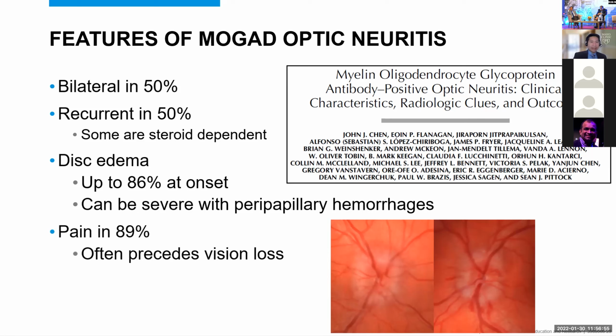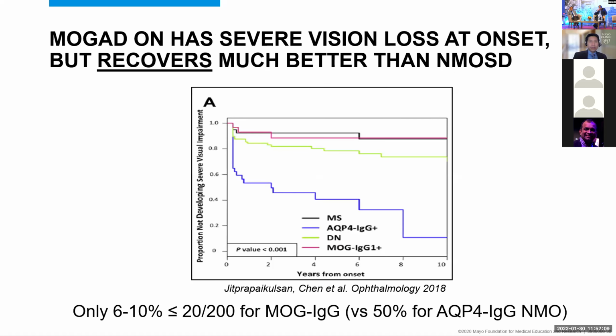Pain occurs about 89% of the time, and it can often precede the vision loss and can be quite severe as well. Sometimes it's described as a severe headache behind that eye, and they still classically have that pain with eye movements. Although MOG optic neuritis tends to present with very severe vision loss at nadir, typically in the 20/200 to count fingers range, the recovery, especially with steroid treatment, tends to be much better than NMO.